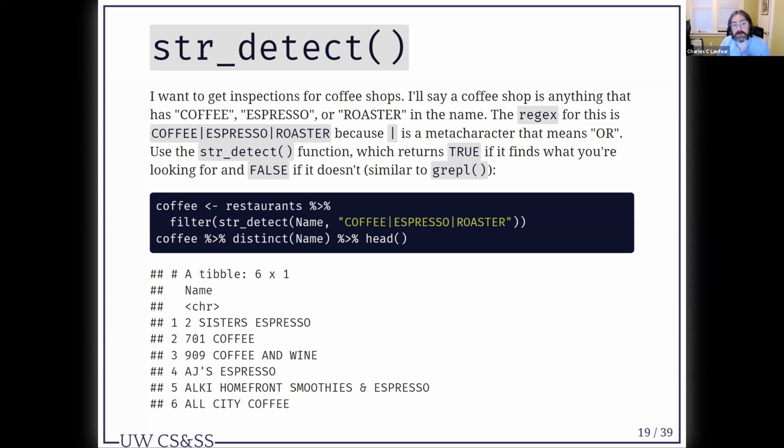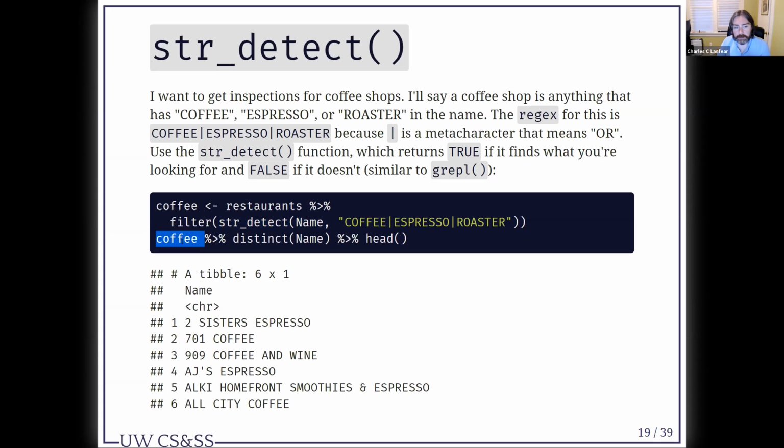So if I want to subset my restaurant data down to just the coffee shops, I can say, take the restaurant data, and then filter down to the rows where string detect on the name of the restaurant contains coffee, espresso, or roaster. This is going to return a true wherever it finds one of those words and a false where it does not, and thus yields only the coffee shops in the data set, assuming this has been a good measure.